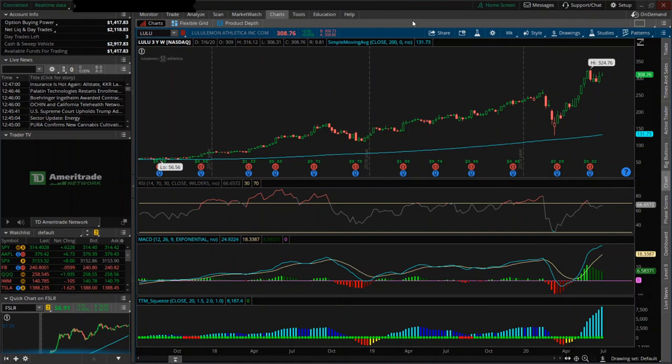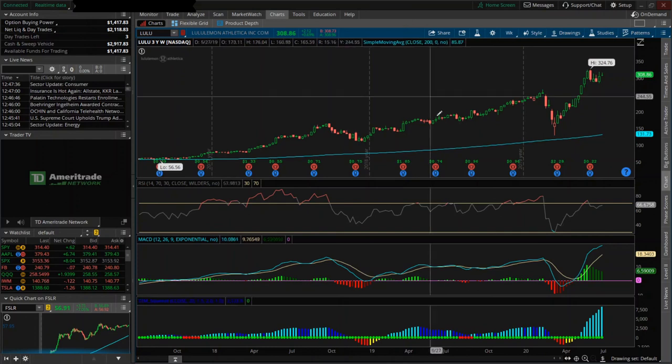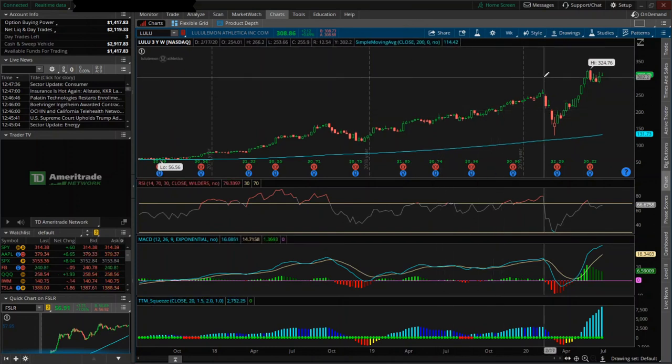I am currently wearing a pair of Lululemon pants myself right now, and I'm not sponsored by them. I'm not trying to push them. I'm just saying that there is a strong case that their products will continue to sell and do very well, which will make the stock do very well. So I am confident in this trade.